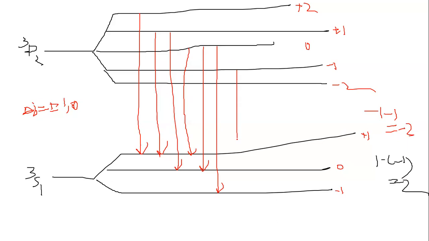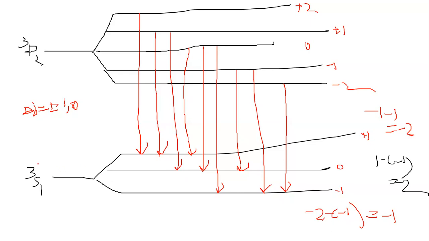So there will be only a transition to 0, and there will be only a transition to minus 1, because minus 1 plus 1 is 0. And similarly from minus 2, the transition will be only to minus 1, because minus 2 plus 1 is minus 1.